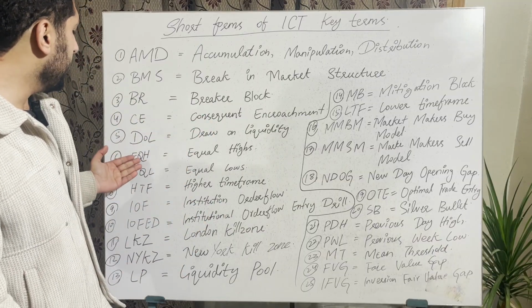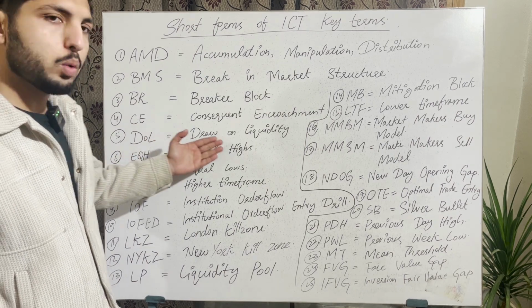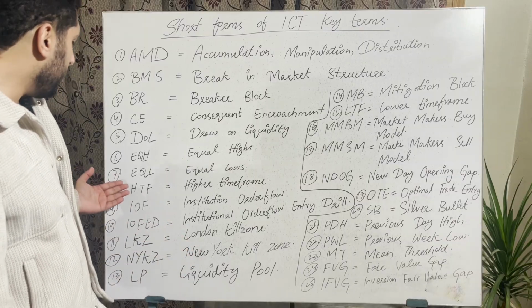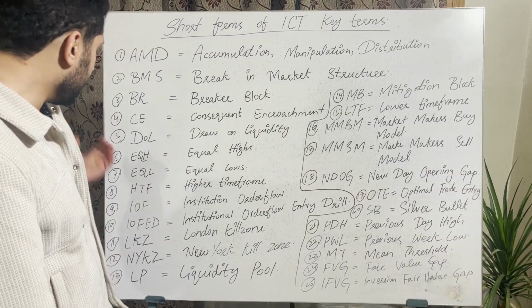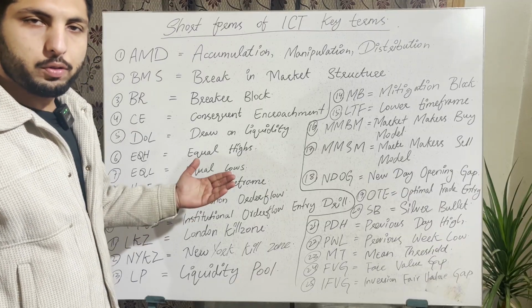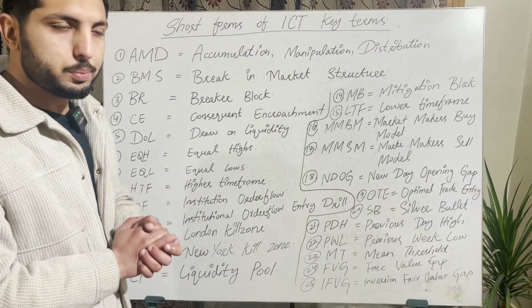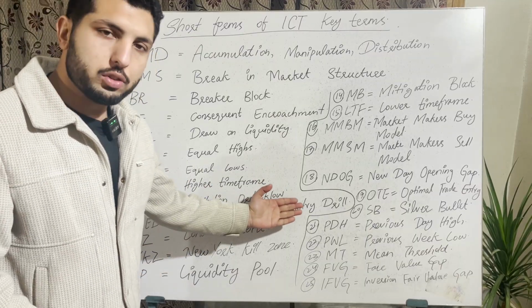Sixth one is equal highs, EQH, and EQL, which means equal highs and equal lows. The eighth one is HTF, which is higher time frame. Ninth is IOF, institutional order flow. 10th is IOFED, which means institutional order flow entry drill.